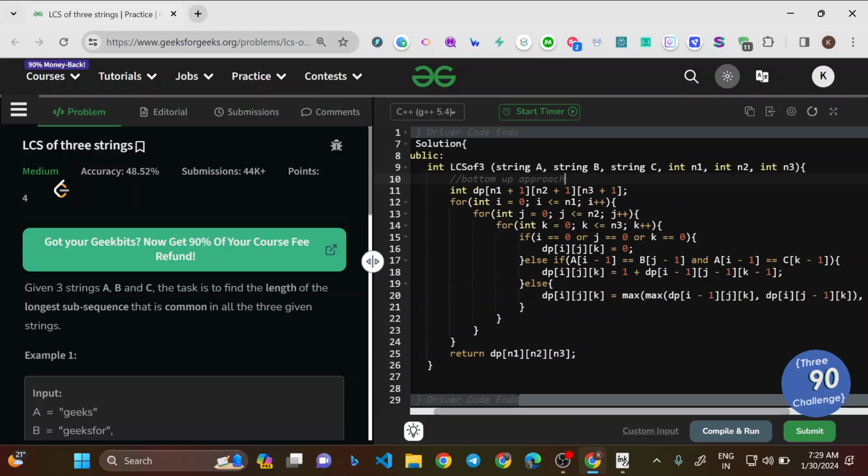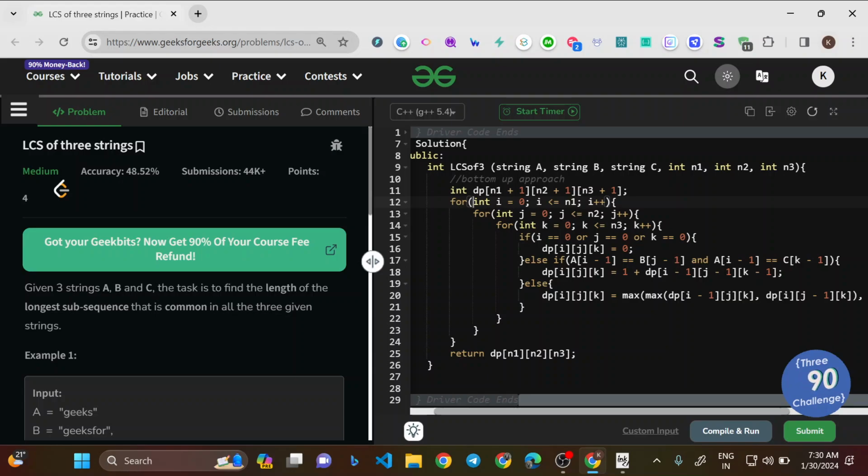First we'll be taking a 3D vector dp of n1 plus 1, n2 plus 1, n3 plus 1. So three dimensions, and then for int i equal to 0, i less than or equal to n1, i plus plus, j less than or equal to n2, j plus plus, k less than or equal to n3, k plus plus. If in case any of them is equal to 0, like i equal to 0, j equal to 0, or k equal to 0, then the longest subsequence that is common to all of them is 0 itself, because one of them is 0. No matter what, you won't be able to get a common subsequence that is greater than 0, because one of them is 0 here.